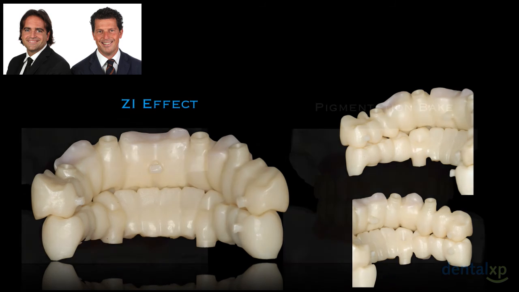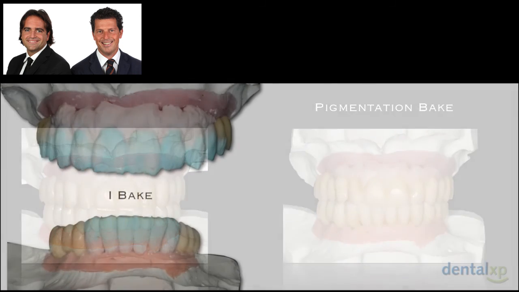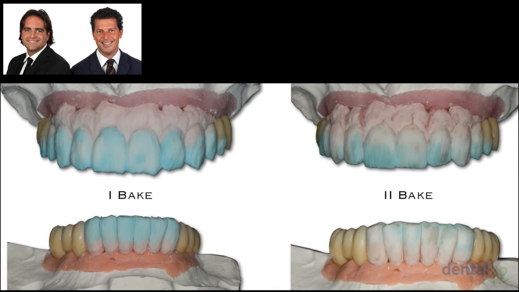From here, Luca can start with the pigmentation bake. He can start giving the characterization of the final restoration. He can control with only 2 bakes the veneering of the layering for the aesthetic area. He can start giving his artistic knowledge, and you can see here how the tradition is combining with the digital. This is very important.